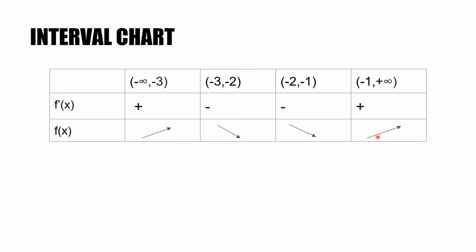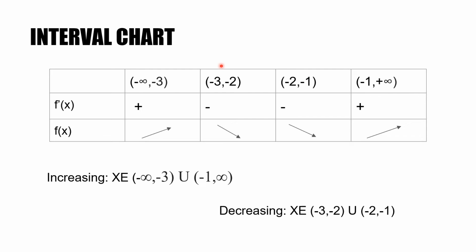If you can't, let me point them out for you. Over here we have our maximum point, and over here we will have our minimum point. Increasing is for x all real numbers from -infinity to -3, and again from -1 to positive infinity. And it is decreasing for x from -3 to -2, and again from -2 to -1.